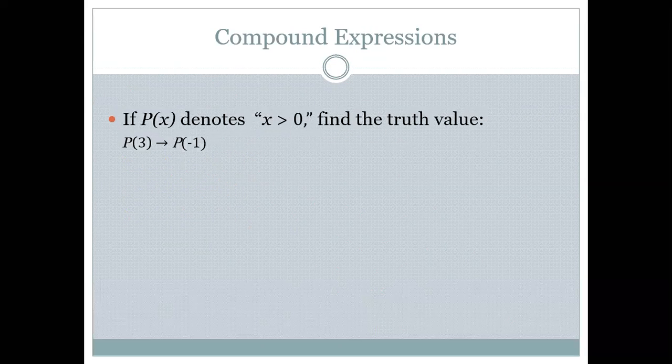I'm going to stop here in a minute, but what about this? P of x is the propositional function x greater than 0. Find the truth value of this. Okay, so first of all, what's the truth value of P of 3? That's true. What's the truth value of P of -1? What's the truth value of true implies false? Yeah, there it is. Any questions on that?